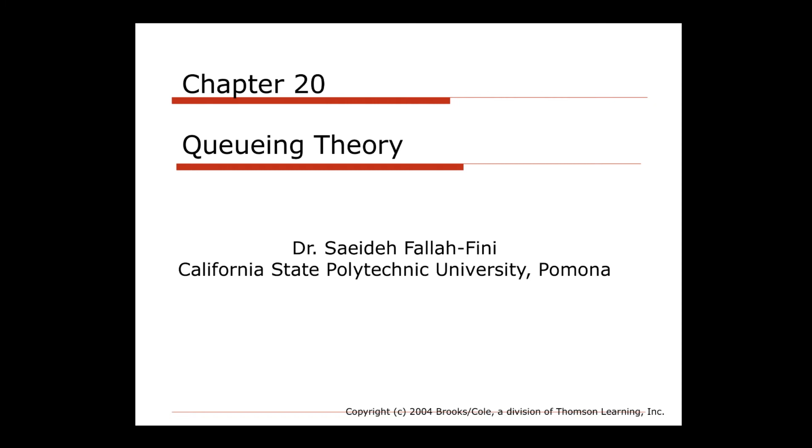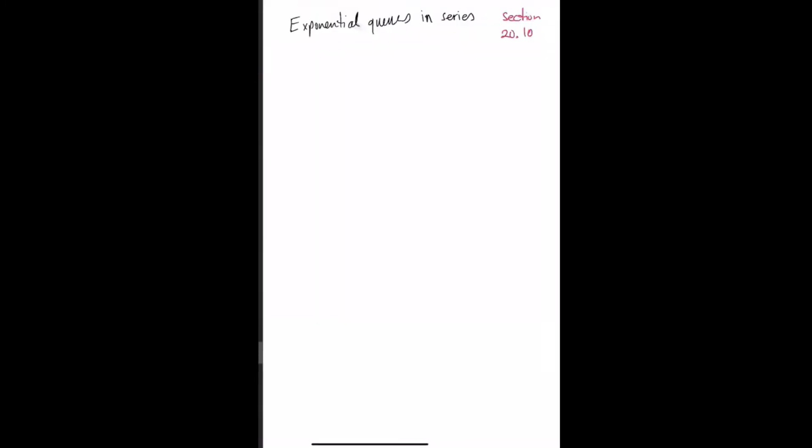In this video, we are going to talk about exponential queuing systems in series. In every queuing system that we looked at so far, there was one operation that had to be performed in the system. Either we had only one server that had to perform that operation, or we had multiple servers working in parallel. But anyway, the entity would go under just one operation.